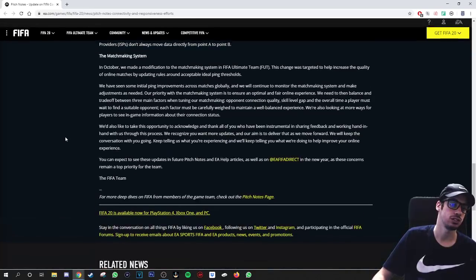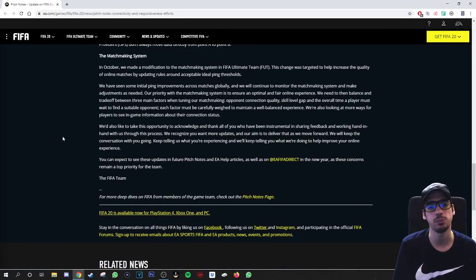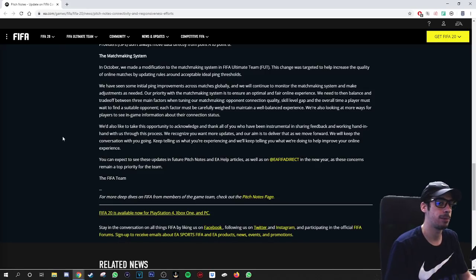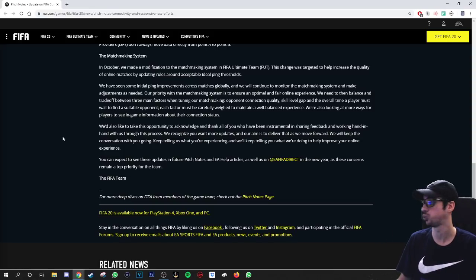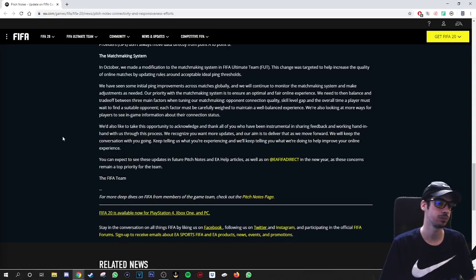The matchmaking system. In October, we made a modification to the matchmaking system in FIFA Ultimate Team. This change was targeted to help increase the quality of online matches by updating rules around acceptable ideal ping thresholds, which is worse this year than it was last year. We have seen some initial ping improvements across matches globally, and we will continue to monitor the matchmaking system and make adjustments as needed.